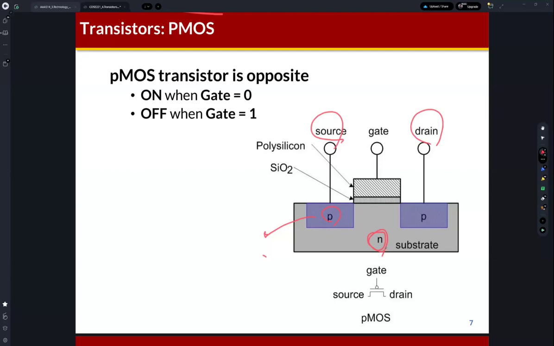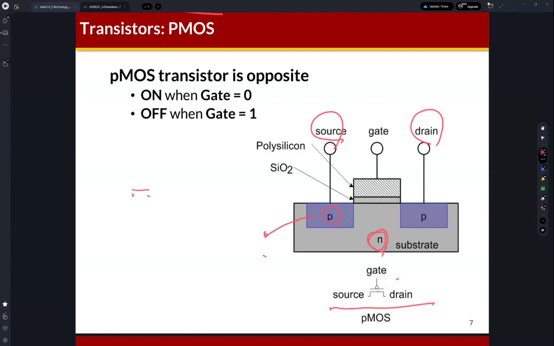Actually, the behavior of this PMOS transistor is different from the behavior of the NMOS transistor, but we can easily understand it. If you see the symbol of a PMOS transistor, you can find that it is very similar to the NMOS transistor. Only one difference: at the gate, you can observe a bubble, a small circle. The bubble represents inverse.